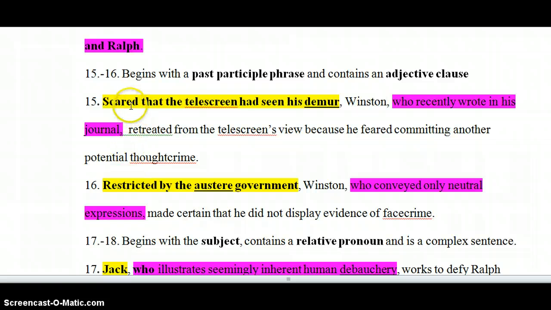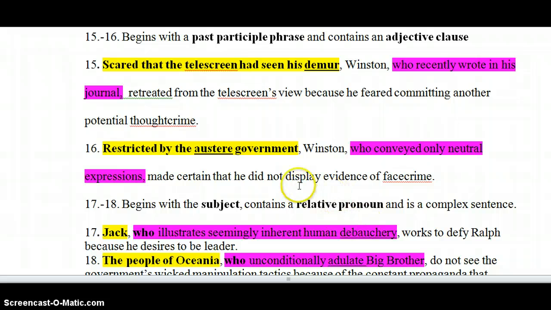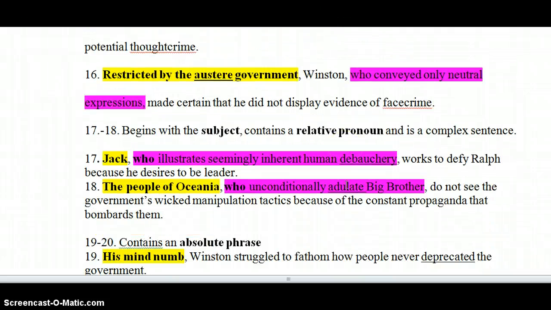Again, in front of any introductory phrase or clause, you must have a comma after it. Restricted by the austere government, comma, Winston, comma, who conveyed only neutral expressions, comma, made certain that he did not display evidence of face crime. And again, we can remove any phrase and clause from a sentence, and we still should have a complete thought. Winston made certain he did not display evidence of face crime.